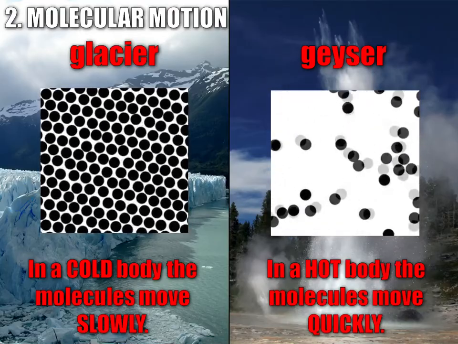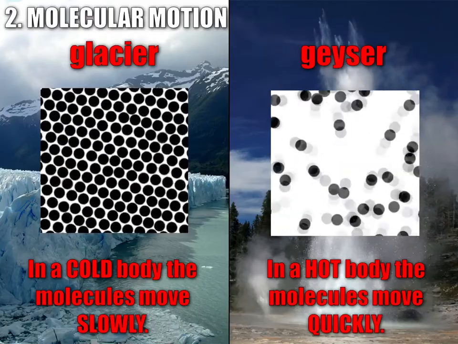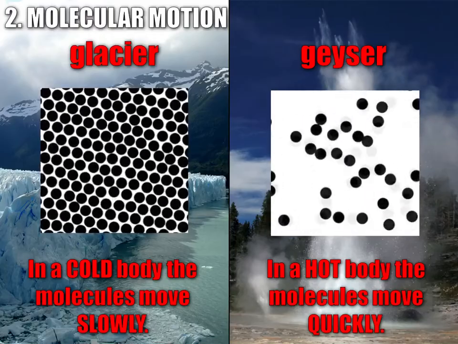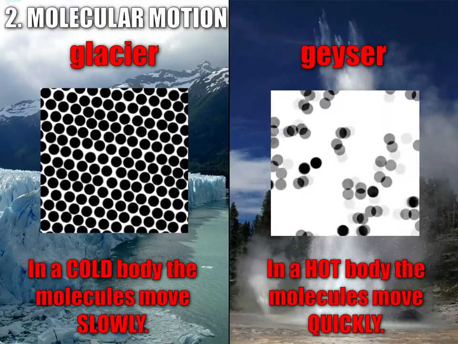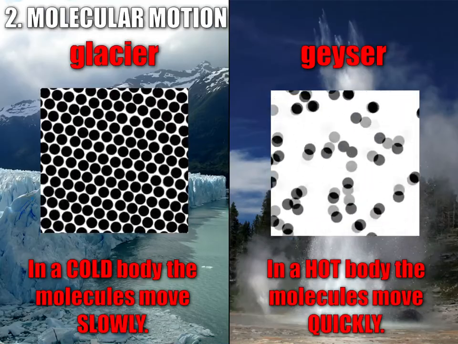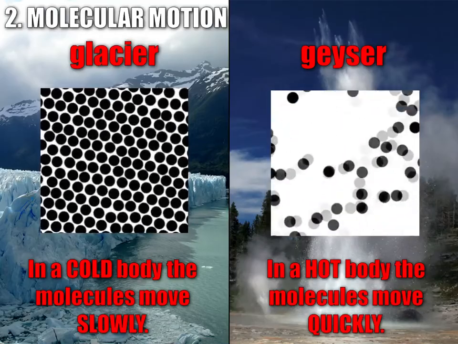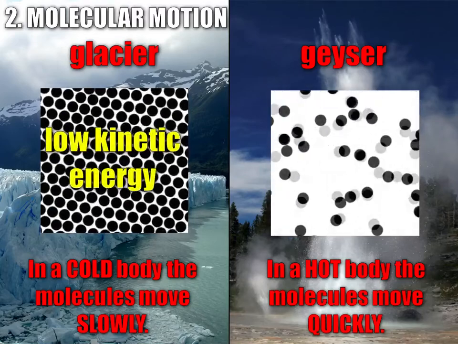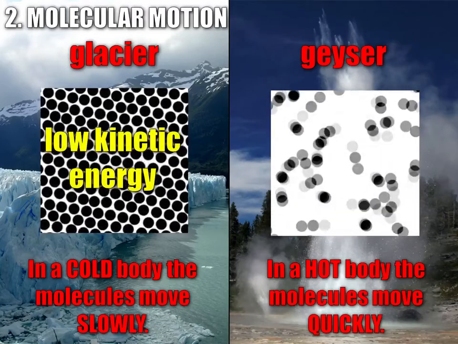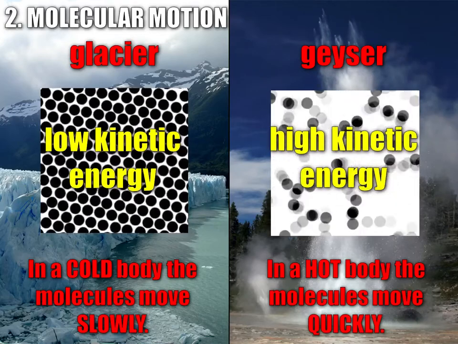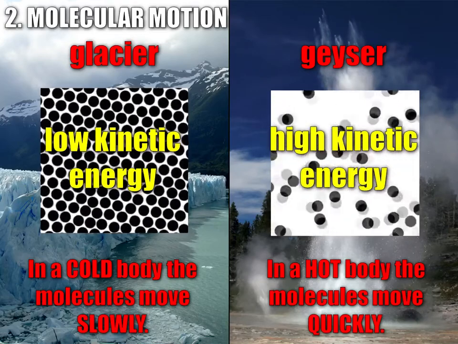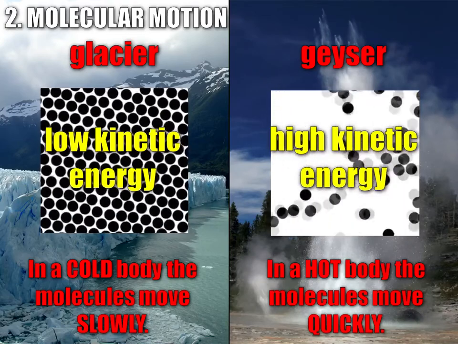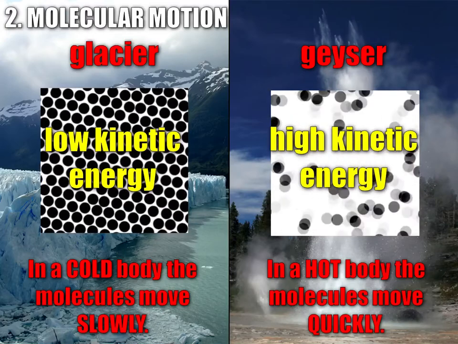When you measure the temperature of an object, this is what you're measuring. You're measuring the amount of molecular motion. This means the molecules have kinetic energy. So temperature is actually related to the kinetic energy of the molecules in the object. In a glacier, the molecules have a low kinetic energy, and in the geyser, the molecules have a high kinetic energy. So we see that there's a connection between temperature and molecular kinetic energy.